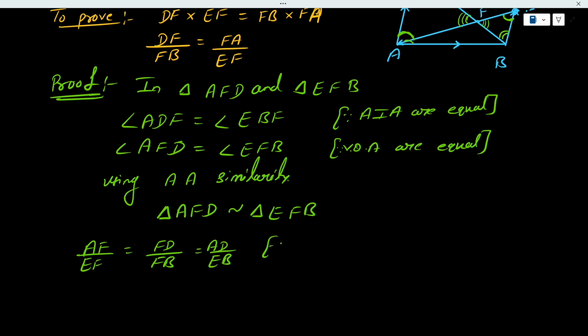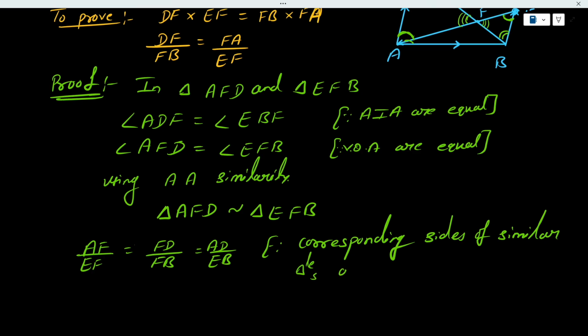Why do we write this? Corresponding sides of similar triangles. See, I'm writing all the steps so that you please follow the same to avoid losing any marks. Corresponding sides of similar triangles are in equal ratio or they are proportional, right? In equal ratio or proportional, if you write either, it's the same.